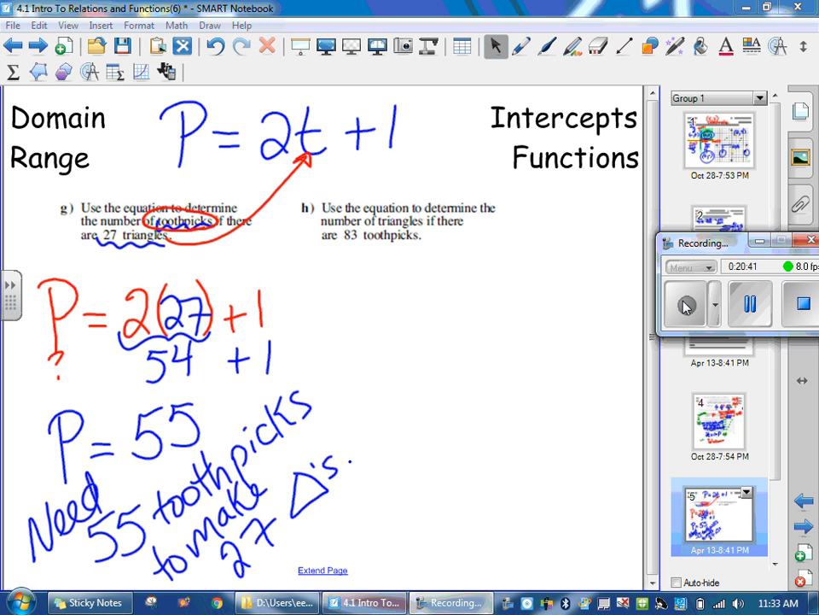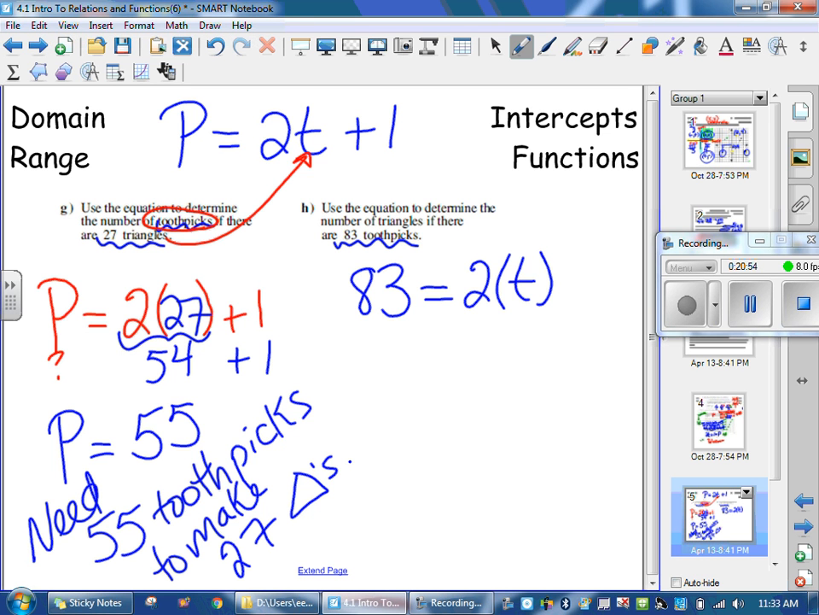This next equation does it a little bit reversed. It tells us we have this many toothpicks. So I know I've got 83. That's my toothpicks. I use my equation, 2 times the number of triangles plus 1. All right, you solve your equation exactly as you would solve a normal equation. We need to get rid of this positive 1 because we want our t by itself. So how do I make a positive 1 go across an equal sign? You subtract it, you do the opposite. So you do the opposite operation, subtract 1, subtract 1.